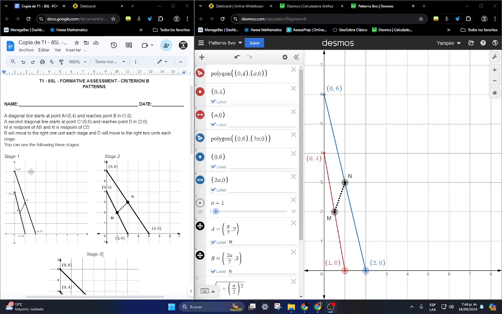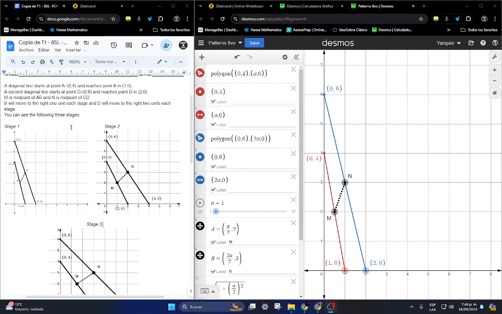Hello everyone. In this video we are going to be developing this exercise related with patterns in a context of coordinates and lines. We also require to use the midpoint formula and also the distance between 2 points formula. So the problem is as follows.